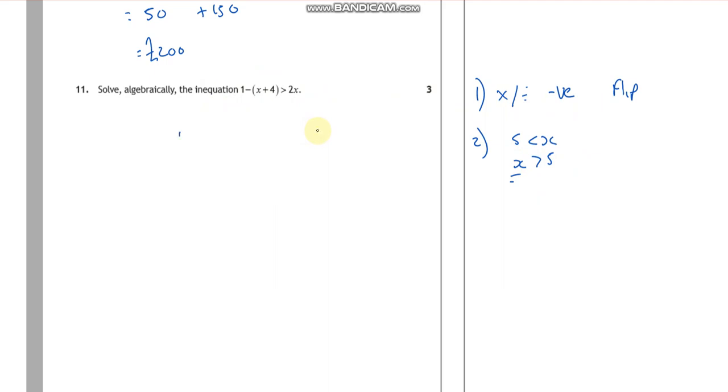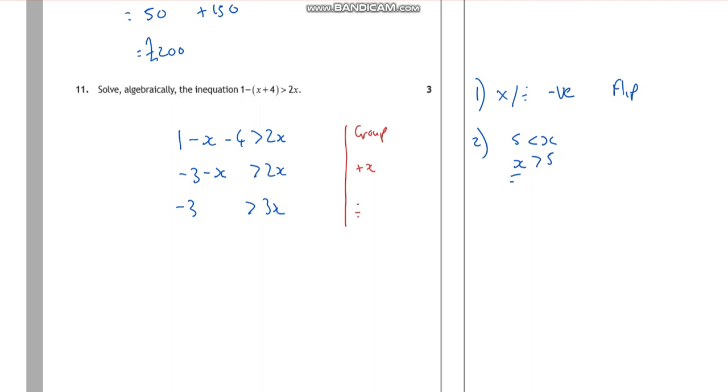So first of all, I would get rid of this bracket. 1 take away x, take away 4. And we're trying to get x's on one side, numbers on the other. So I'll group my like terms. 1 take away 4 is -3. Okay. I'll add x to both sides. So that's 3x. And some people do like a little working line over here, where they just see what they're doing, group the terms, adding x to both sides, whatever you want.